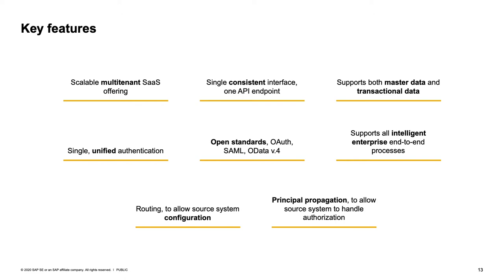Principal propagation is key because SAP Graph API access is based on user. So it's user-based access. That means a user who logs in and accesses this Graph API, that user principal is propagated all the way down to the underlying LOB applications so that the LOB applications can authorize this user for the data access.